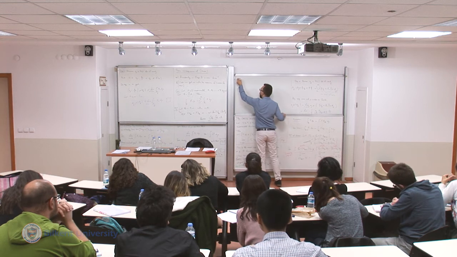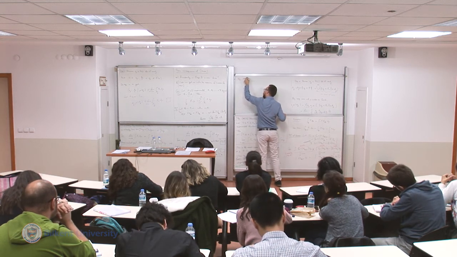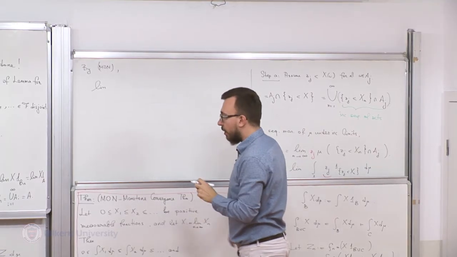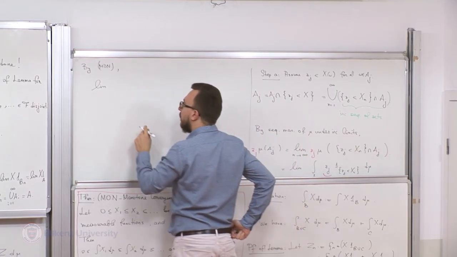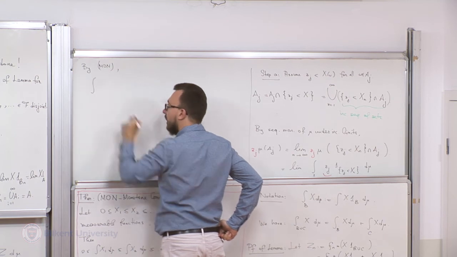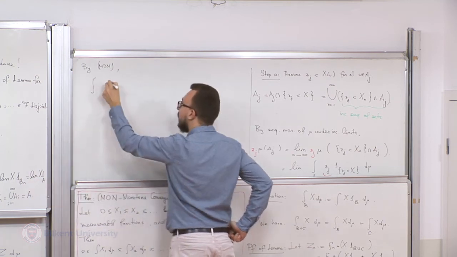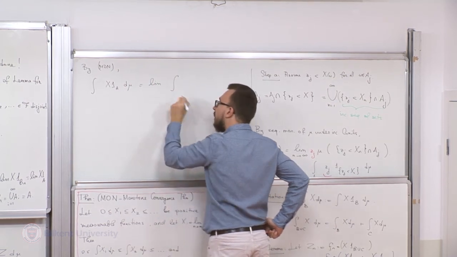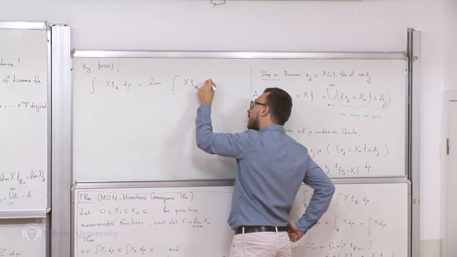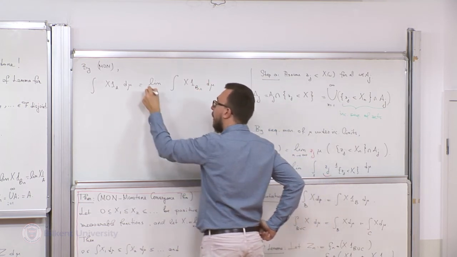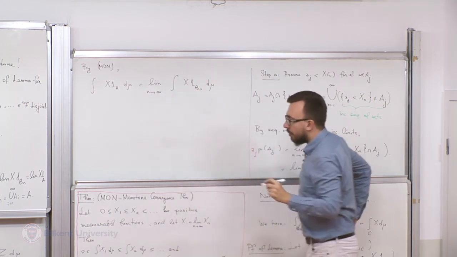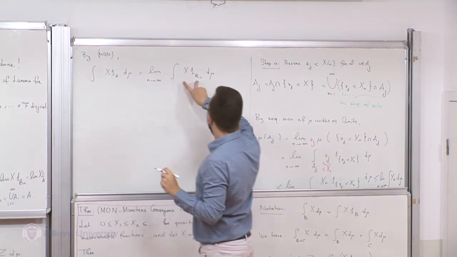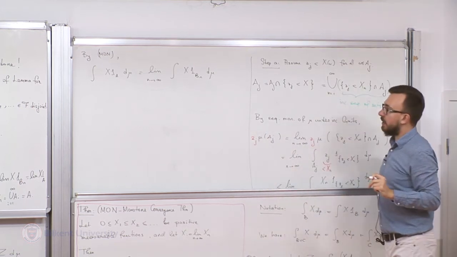So by monotone convergence theorem, we have the limit of... let me first write the integral of the limit. What is the limit? The integral of x indicator A is the limit of integrals of x indicator Bn. Okay? This is by monotone convergence theorem, because x indicator A is the limit of x indicator Bn's.